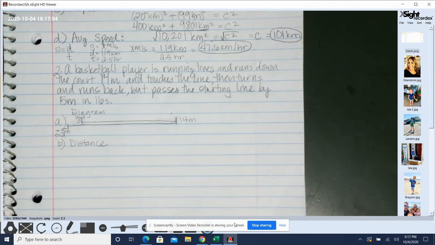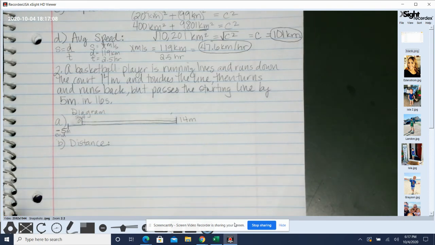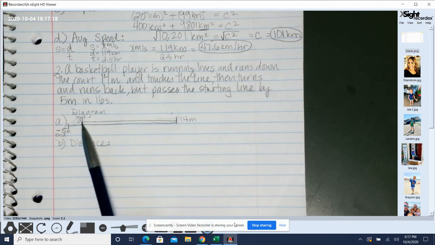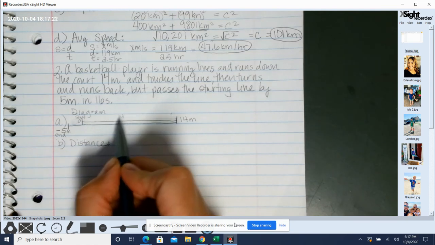So to get the distance, we want the total amount they ran. Remember, distance cannot be negative. So at this point, we don't care that it is a negative down here. We just wanted to know that they went 14 there. They came back to the start at least. So we know they went 14 there.